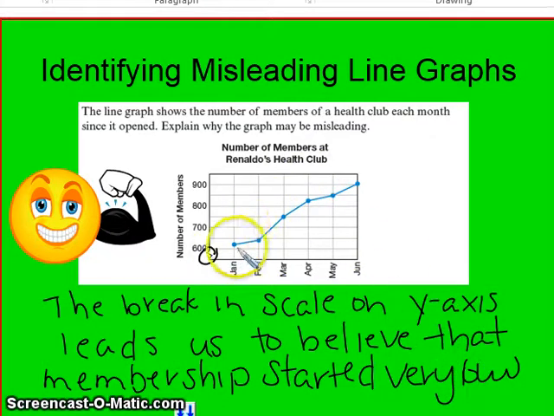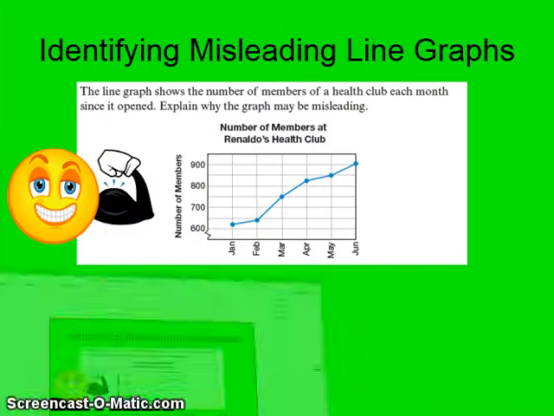So it looks like, wow, they've really had a boom in business here, but in actual fact, they started out pretty high to start with, so that break in the y-axis creates misleading information in this line graph.